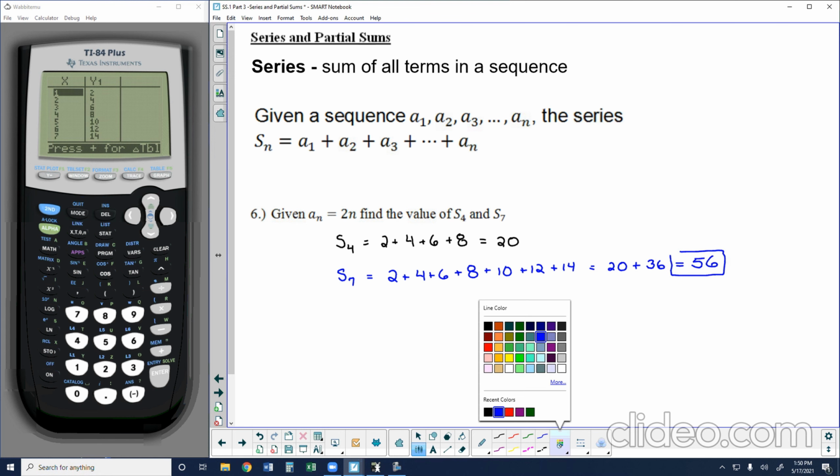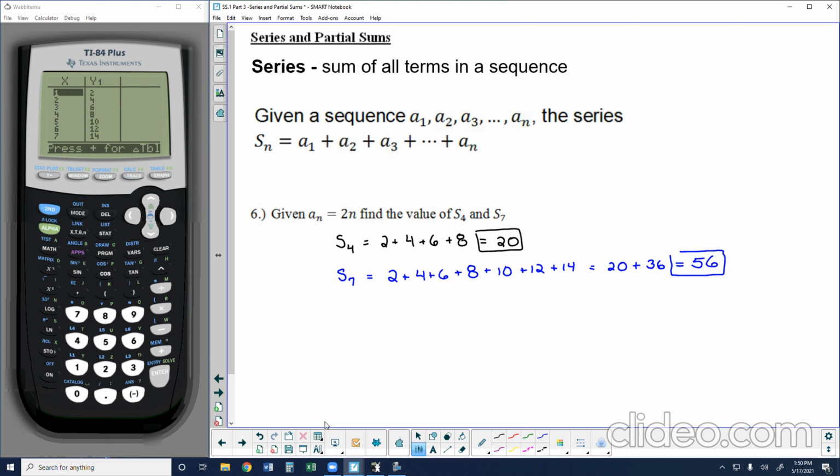So S sub 7, the sum of the first 7 terms, is 56, and S sub 4, the sum of the first 4 terms, is 20. So you have to be able to find the terms, but from there, it's just adding them together.